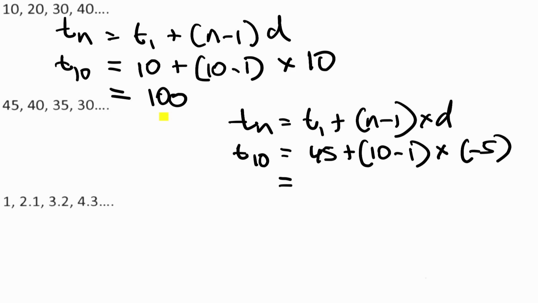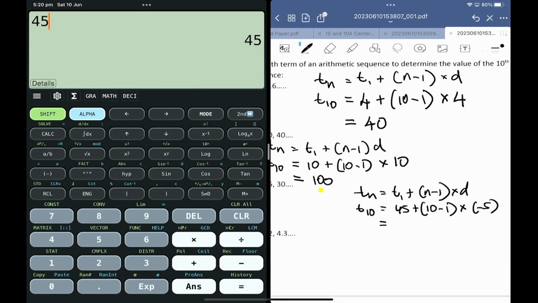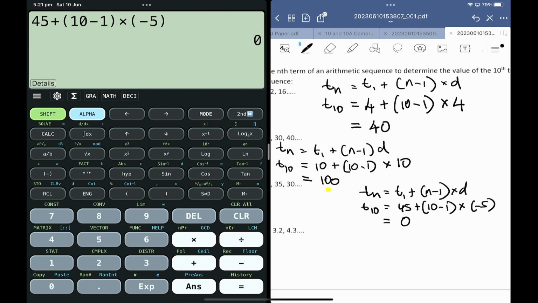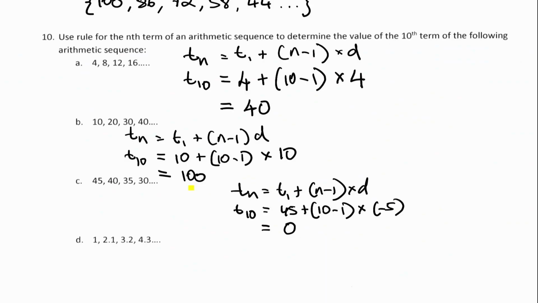We plug all that into the calculator, and we've got 45 plus 10 minus 1 times -5 gives us 0. And again, we should check these with calculator recursion. So we started off at 45, and then we subtracted 5, gives us second term, third term, fourth, fifth, sixth, 7, 8, 9, and the 10th term is 0. So always do a calculator recursion check just to make sure that you did it right.